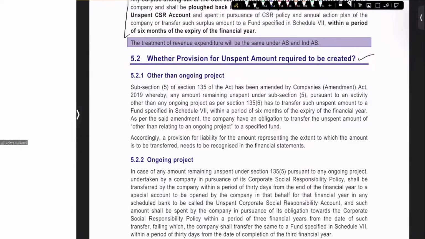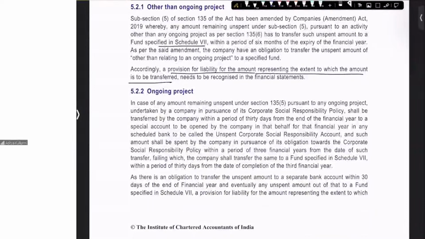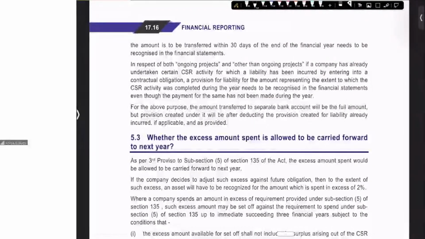So you will have to create a provision for a liability representing the extent to which the amount is to be transferred, to a fund specified in Schedule 7. We will create a provision for this. If it is an ongoing project, the amount to be transferred within 30 days needs to be recognized in the financial statements.